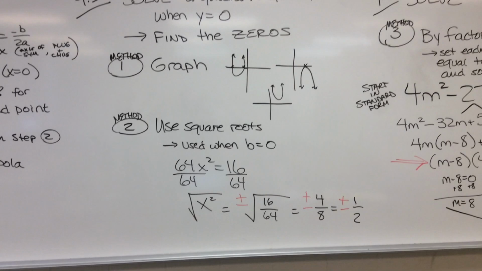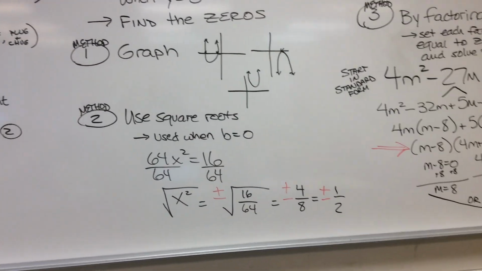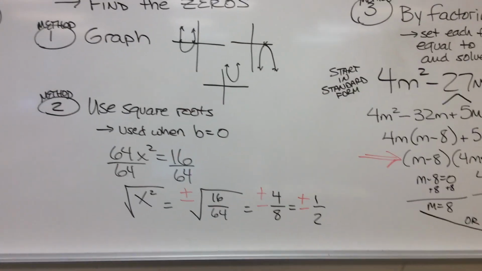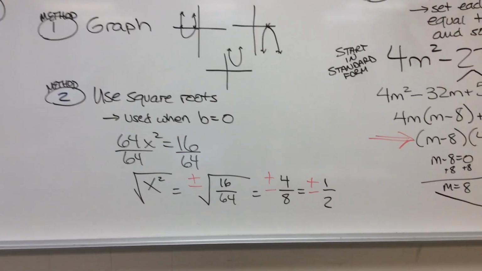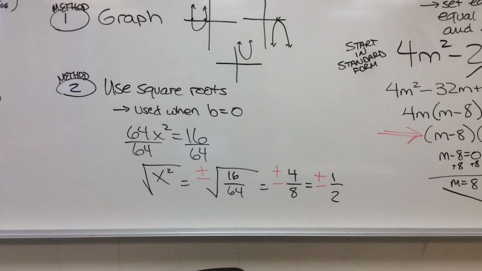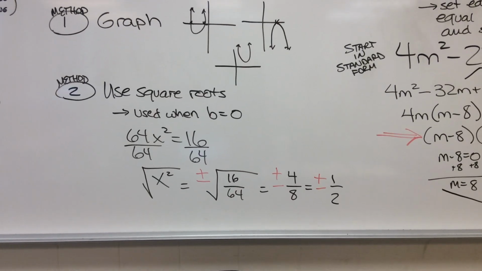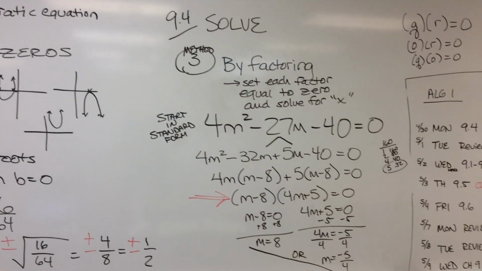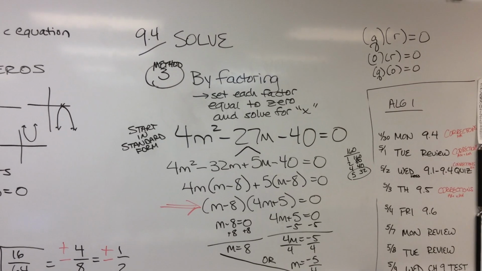Notice that positive or negative there in red. It's a very important step you don't want to forget. When you take the square root of the right side, make sure that you take the positive and the negative root. Then 9.4, what we just finished, is our third method of solving.